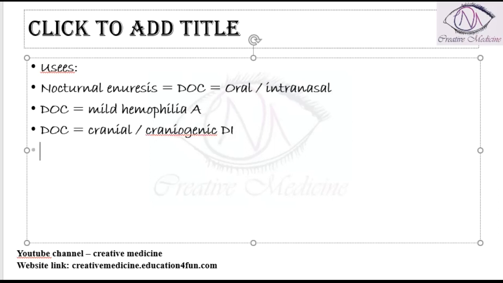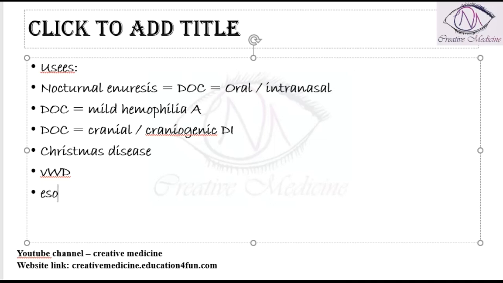It can also be used in other diseases, like Christmas disease or von Willebrand disease. We can use desmopressin because, mainly via extrarenal V2 receptors, it regulates and increases the release of factor 8 and von Willebrand factor. That is why we can use desmopressin in Christmas disease and von Willebrand disease.